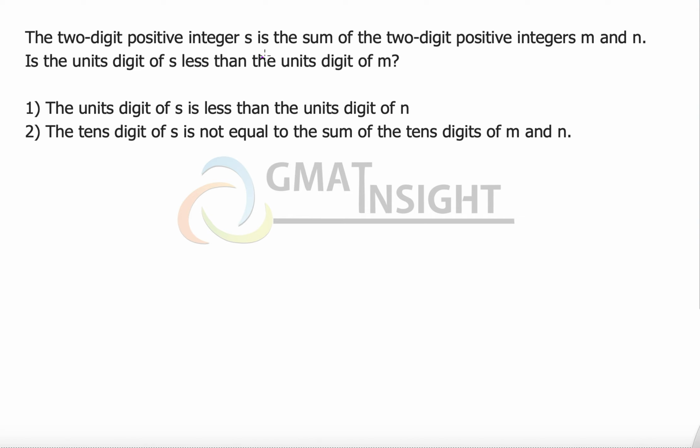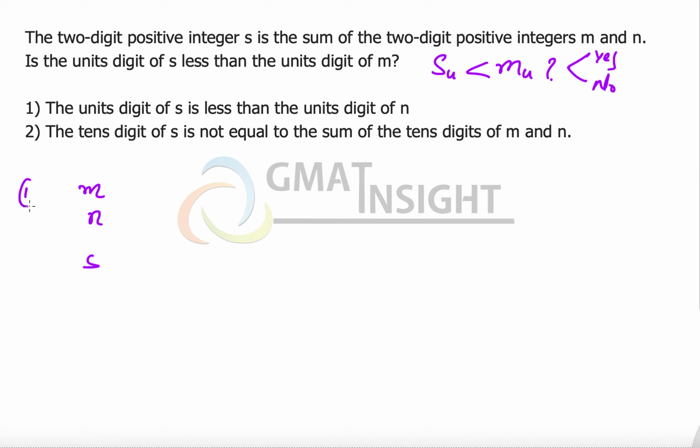A 2-digit positive integer s is the sum of the 2-digit positive integers m and n. Is the unit digit of s less than the unit digit of m? So we have three numbers m, n, and s, where s is the sum of m and n, and the question is asking whether the unit digit of s is less than the unit digit of m or not. We have to answer this question in the form of either yes or no.